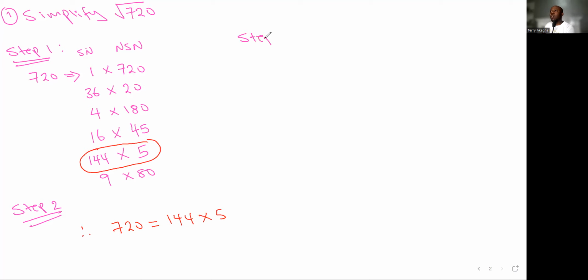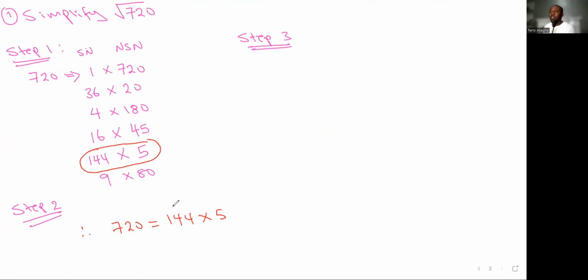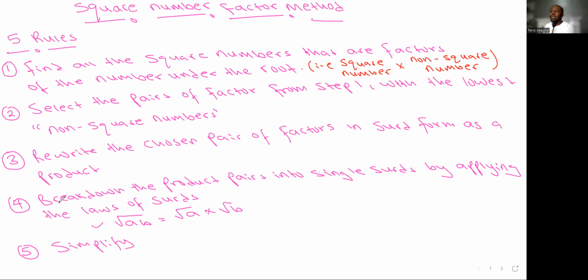Now, when you're done with that, we're going to go to step 3. For step 3, we're told that we have to rewrite the chosen pair of factors in surd form as a product. So we've selected 144 times 5. That means the square root of 720 will be equal to the square root of 144 times 5. Now we've done that, so we'll go to step 4.